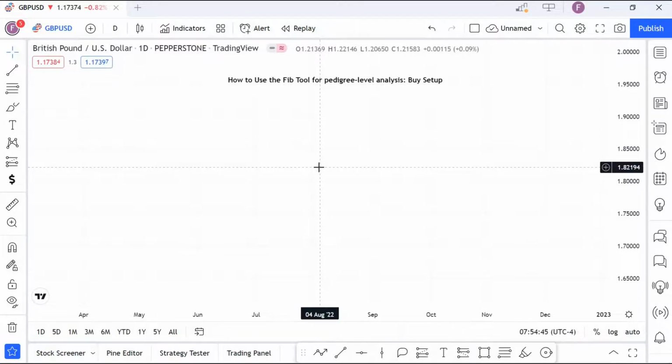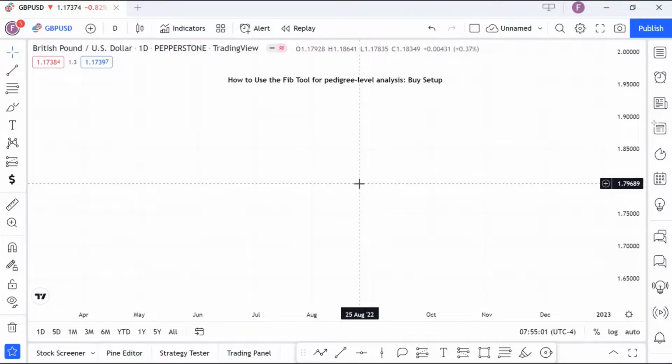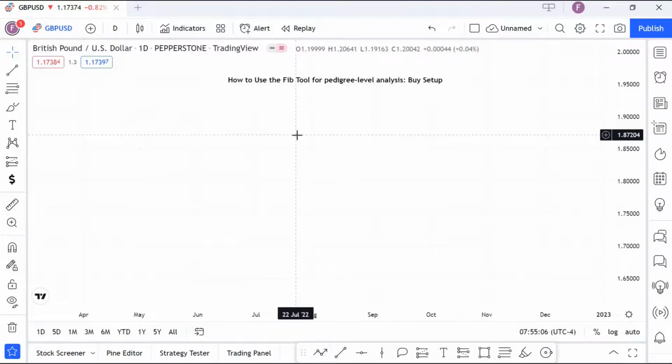So for a buy setup, we'll first identify a high and low, then we'll proceed to plot our Fibonacci tool. After that, we'll wait for price to trade to equilibrium. After waiting for that, we'll hunt for buying opportunities on our lower time frames and look for this in the lower time frame to confirm our buy.